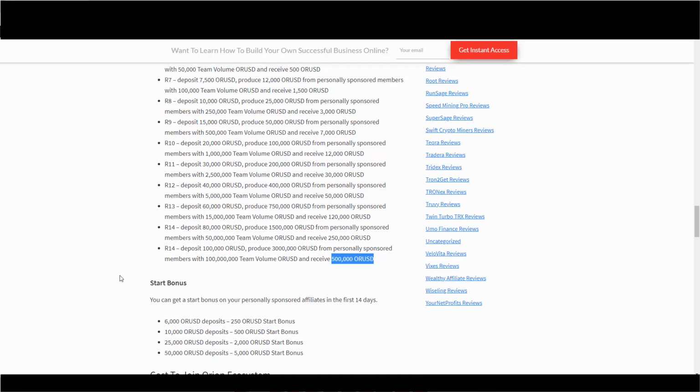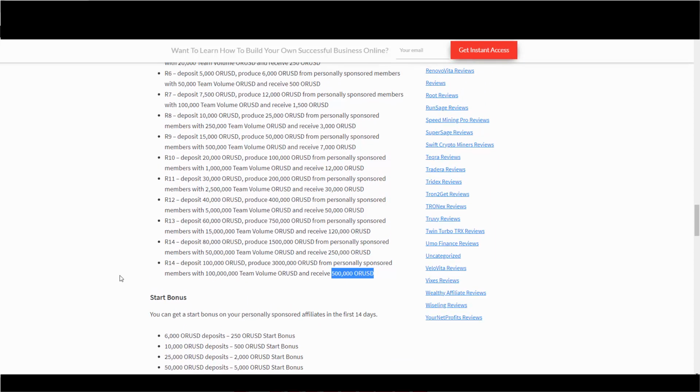So next one is a start bonus. You can get a start bonus on your personally sponsored affiliates that you put in the first 14 days. So this ranges from 6,000. If you get 6,000 ORUSD deposits, you can get 250 ORUSD start bonus. And the top one is, if you can get 50,000 in the first 14 days in deposits, you can get 5,000 as a start bonus.